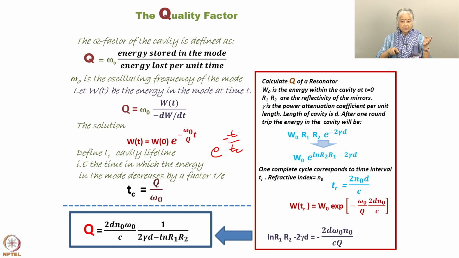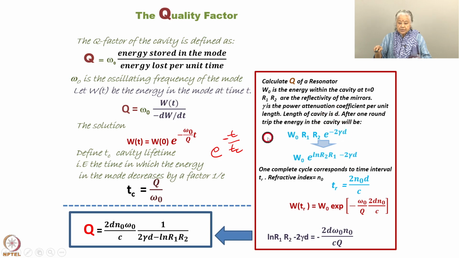The quality factor. So, to calculate the quality factor Q of a resonator, let W0 be the energy within the cavity at time t equal to 0. R1 and R2 are the reflectivities of the mirrors, okay, as I have said, and gamma is the power attenuation coefficient per unit length. Okay. So, this is the attenuation which is getting lost at the walls of the active medium or wherever, and the length of the cavity we define as d. I have defined these even before when I was speaking about the resonator, it is more or less the same thing.